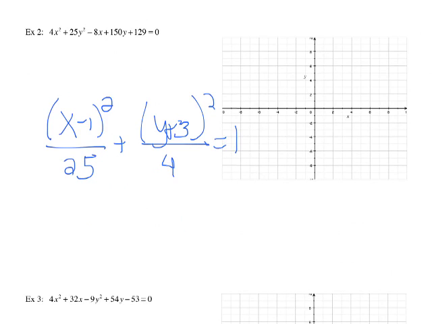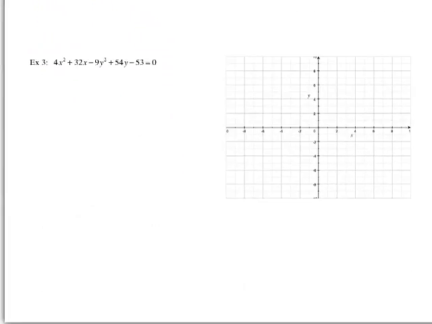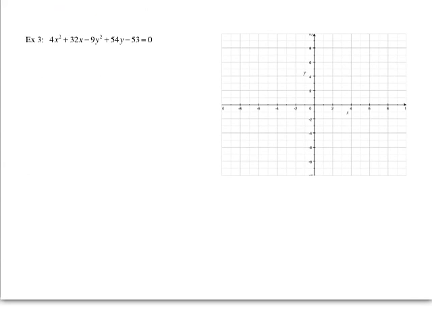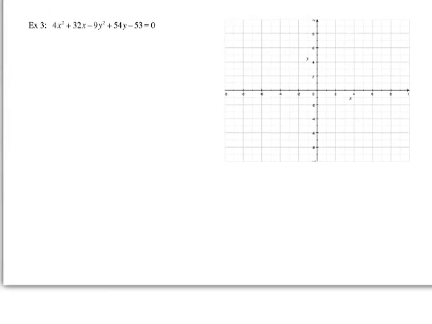So go ahead and graph that. And then example 3 is another hyperbola. So why don't you try this one on your own? Go ahead and turn off the recording. Try this one on your own and then turn it back on, and you can see my solution, hopefully.